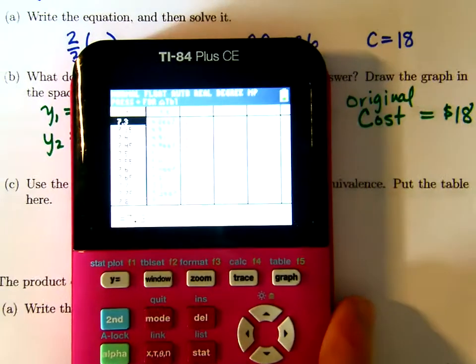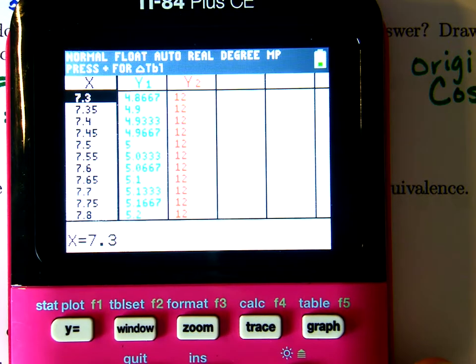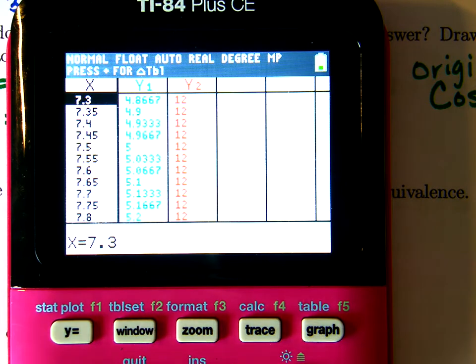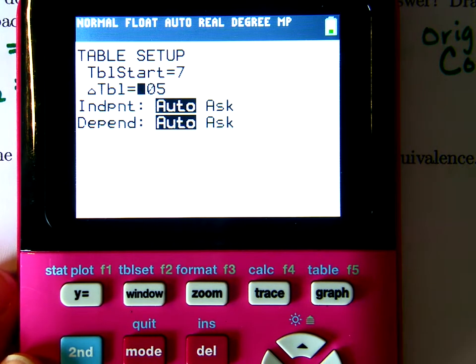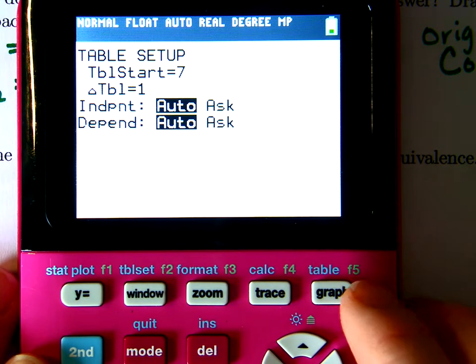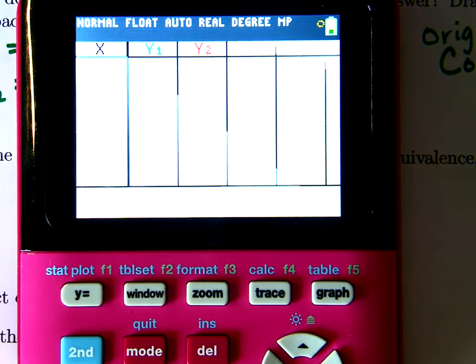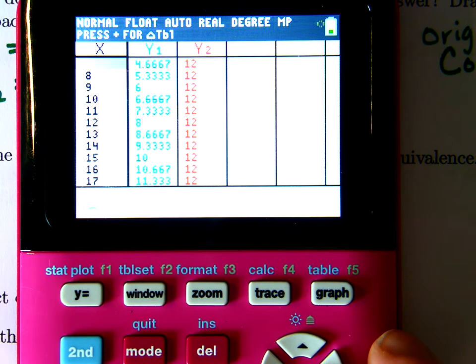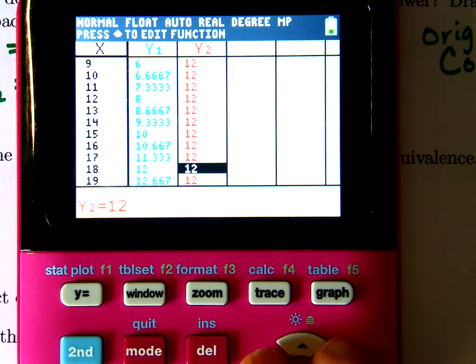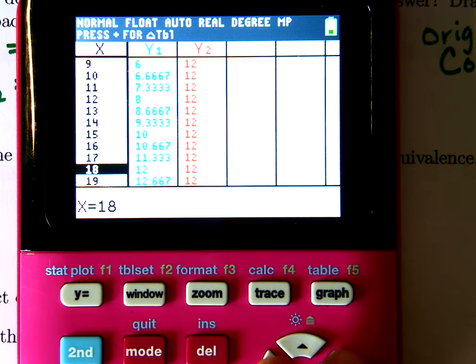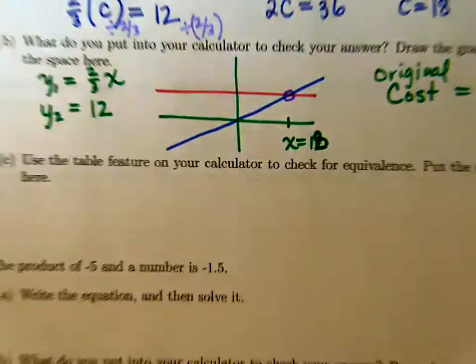Okay. I didn't change how the table was set, and so it's still counting by 5/100ths. This could take a while. Yeah? Okay, so I'm going to redo it. Second table set. Start the counter at 7. Sure, because we're not there yet. Go up by 1s. Okay, and back to the second table. Here we go. Started at 7. Find where they're equal. There they are. Both sides of the equation, the left side and the right side, are equal to 12 when x is 18.